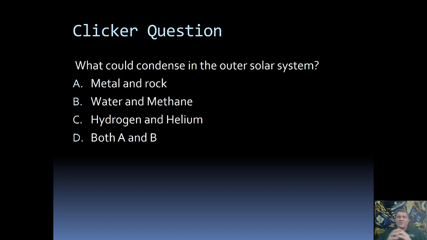So what can condense in the outer solar system? Well, everywhere throughout the solar system we're going to be able to make metal and rock. Those things have very high condensation temperatures, which means pretty much everywhere throughout the solar system it's going to be cool enough to allow rock and metal. When we get to the outer solar system, it gets very cold. It gets so cold that now water and methane are going to be able to condense into solids. So beyond the frost line, we actually expect the answer D, both metal and rock and water and methane. So again, the correct answer is D.